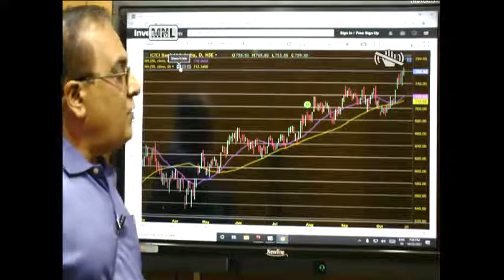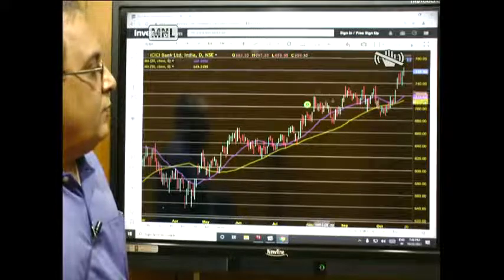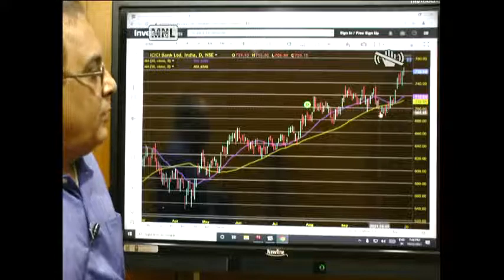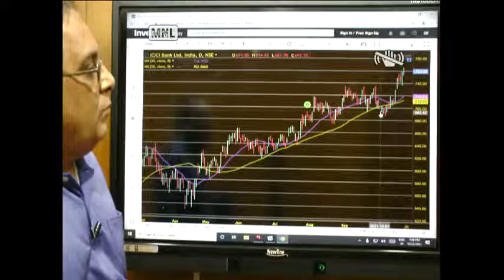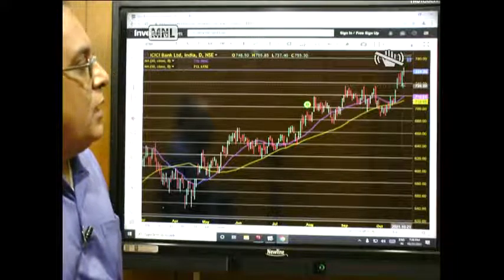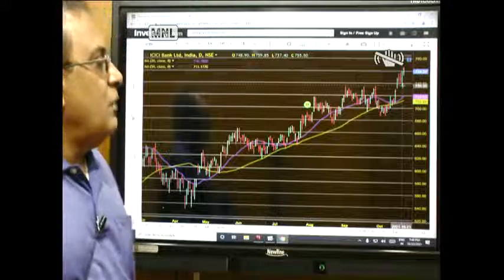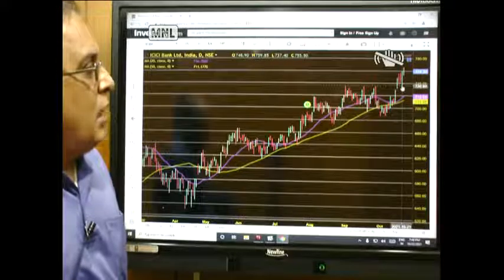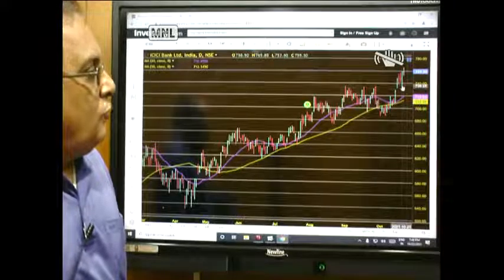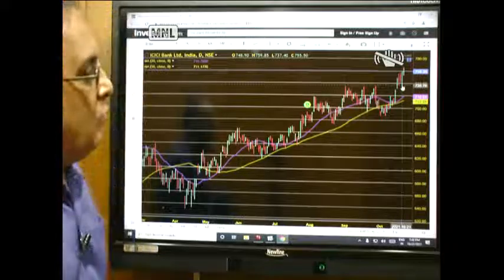ICICI has done well, and now if you see, we recommended this stock above this particular high itself, and now there is no formation right now to suggest we should be getting out, but you have to keep some sort of a stop loss. And if you want to keep a stop loss right now, I think you can keep a stop loss below 735, 736.